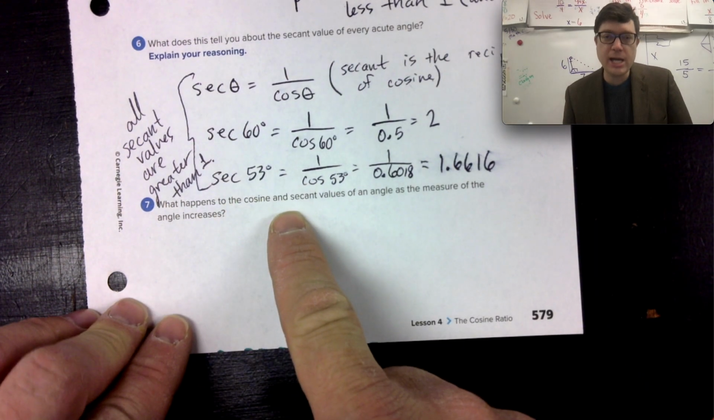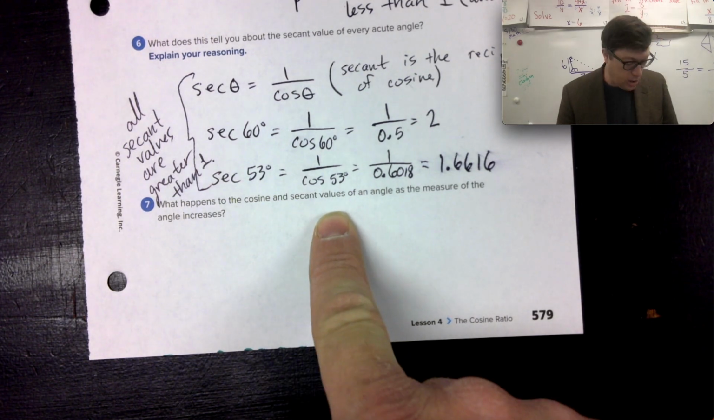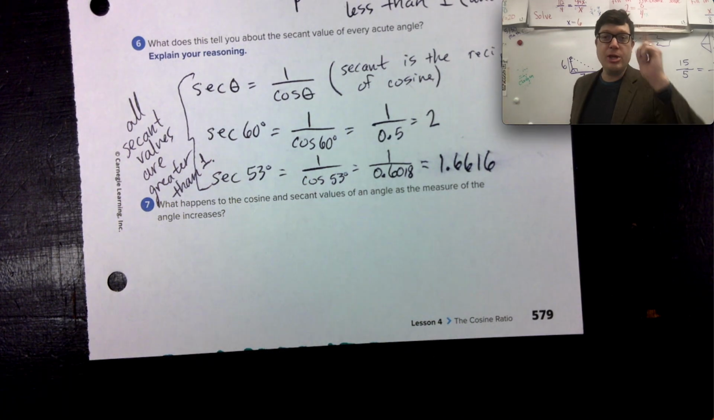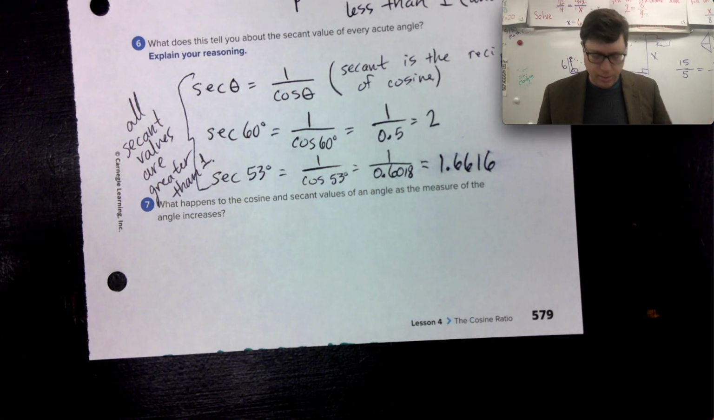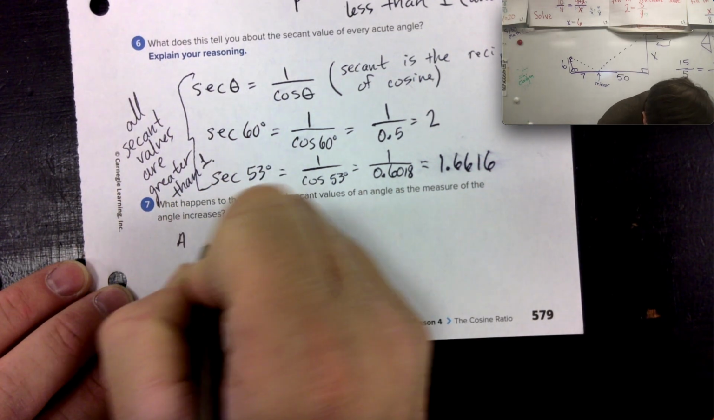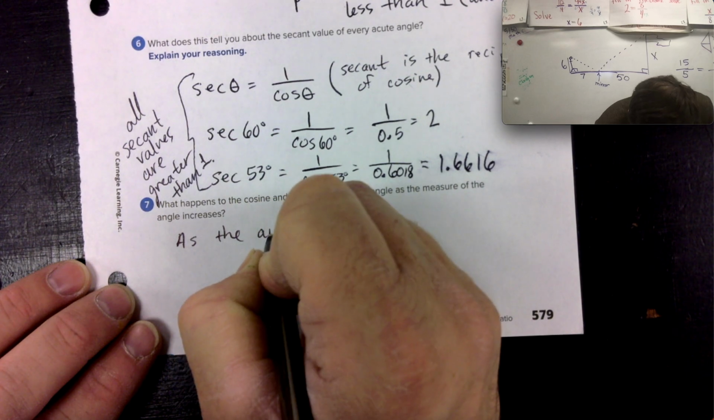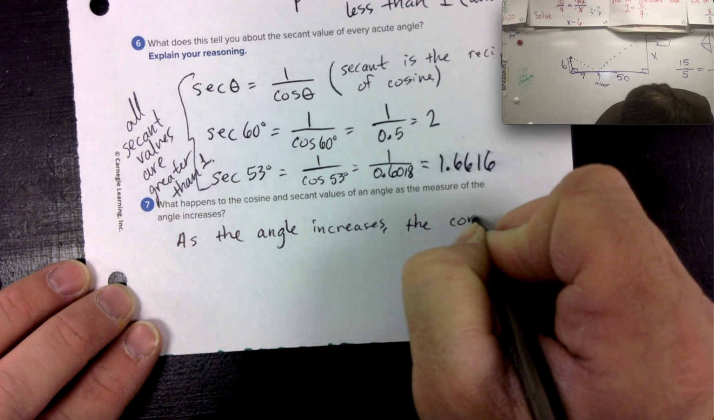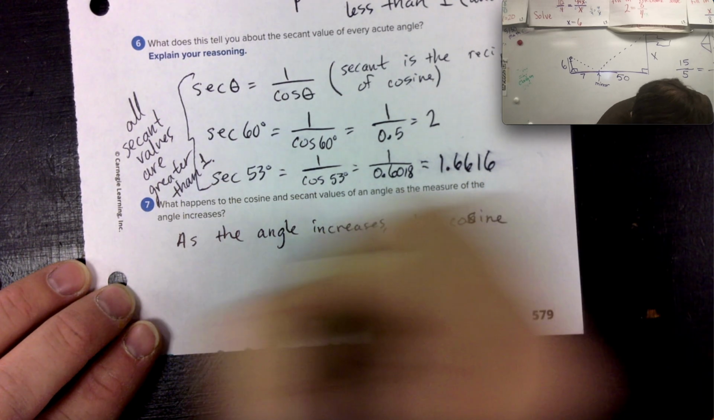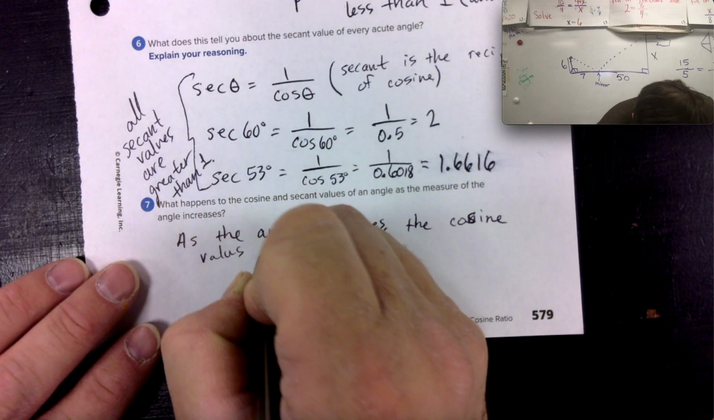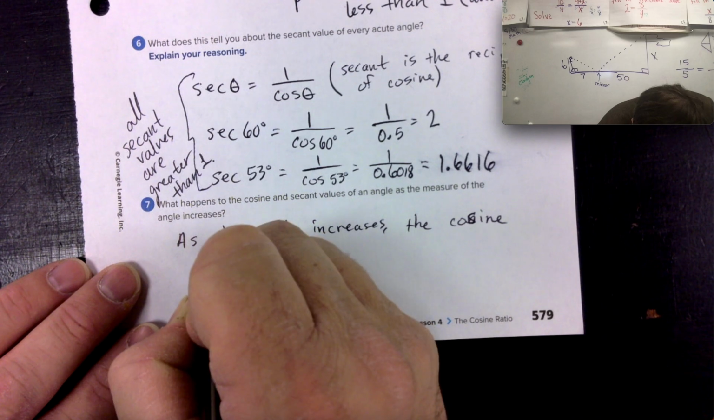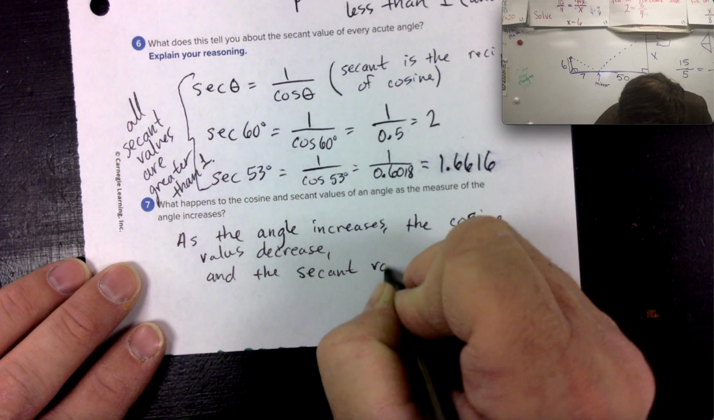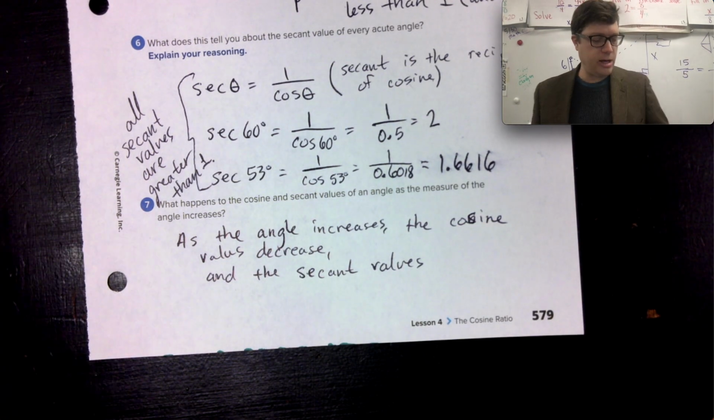What happens to the cosine and secant values of an angle as the measure of the angle increases? Let's write out the prompt: you take the question and rephrase it, and then you provide your answer, in good sentences. As the angle increases, the cosine values decrease, and the secant, what happens to the secant values?